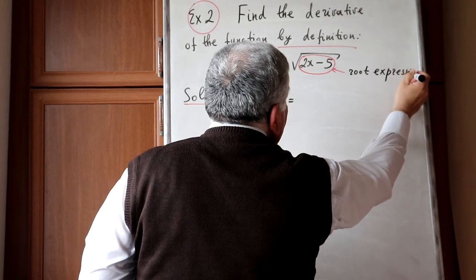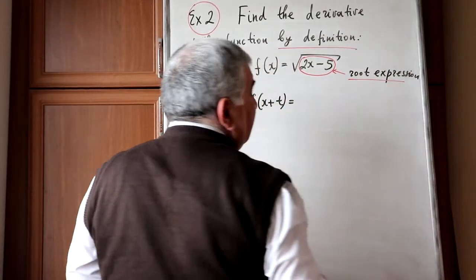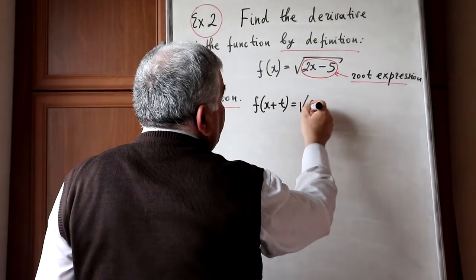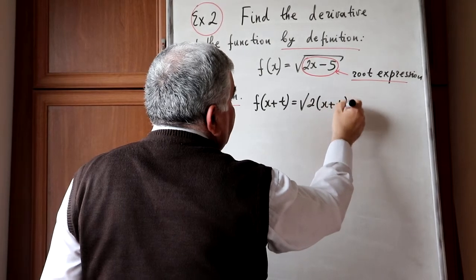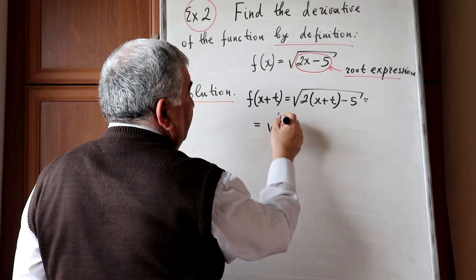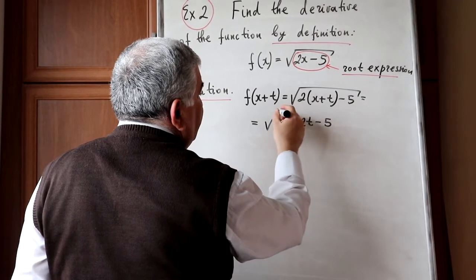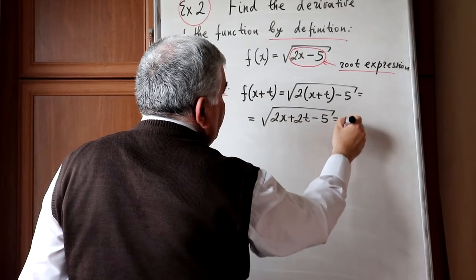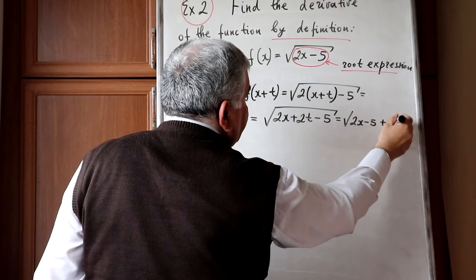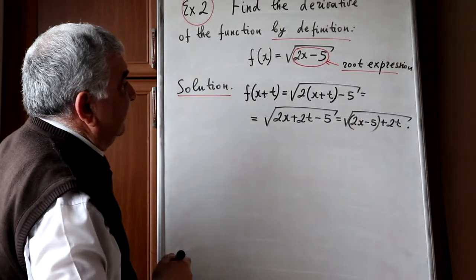What is root expression? In Azeri it is kök altı ifade, in Russian подкоренное выражение. Square root of 2 multiplied by x plus t minus 5, and it is equal to square root of 2x plus 2t minus 5, or square root of 2x minus 5 plus 2t. It is the expression of the function f of x plus t.